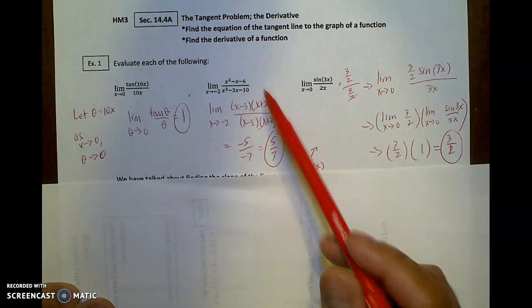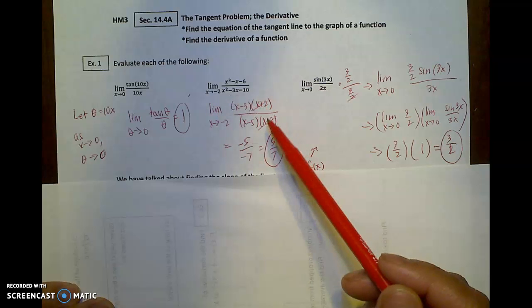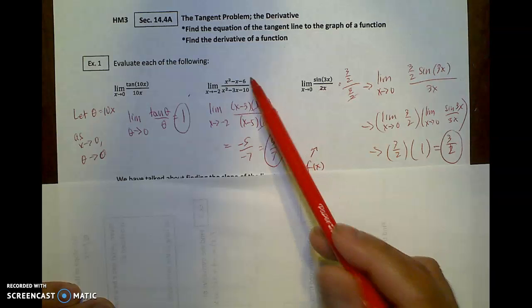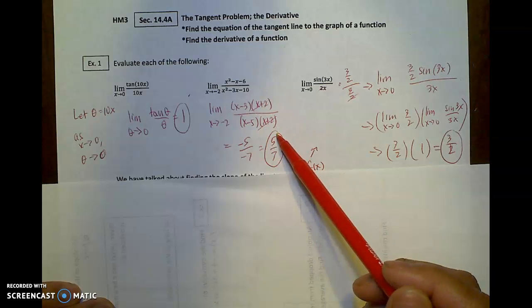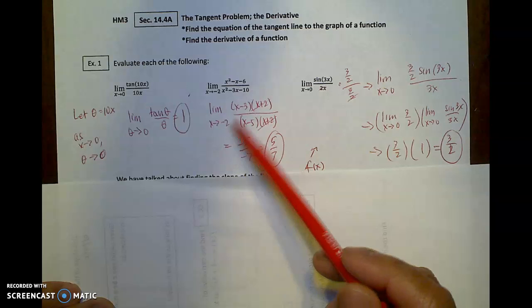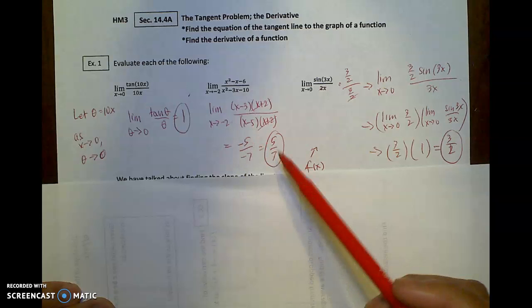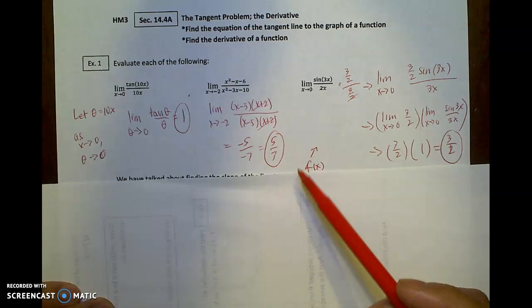Here again we have a rational function where plugging in -2 for x is not going to work for us. So we're going to factor and cancel out the common factors, and then that's going to allow us to use that limit property where we can plug in -2 for x. When we do that, we find that our limit for this function as x approaches -2 is 5/7.